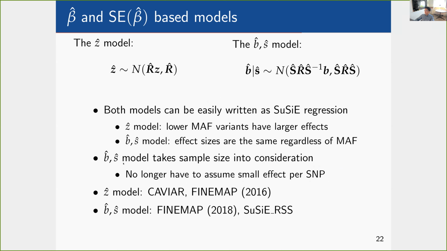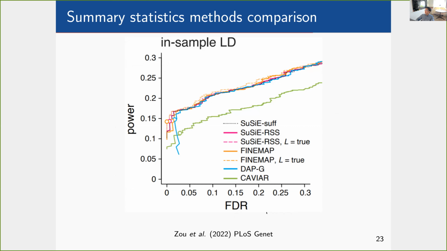But like I said, an important distinction is when you have different sample sizes, and especially when your effect is very strong, then it's better to use the BNS model. And here are some examples of existing methods that use these models. Of course, for the second one, you need more information, but it's better to have it whenever available.